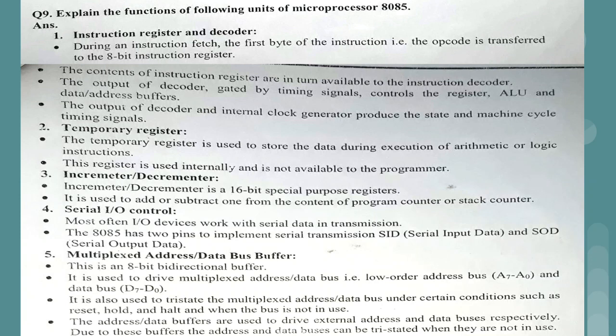As I told you, the 8085 microprocessor has a total of 40 pins. Out of those 40 pins, 2 pins are used for serial transmission of data. The first pin is SID, that is serial input data, and the second pin is SOD, that is serial output data. These 2 pins are used for the serial transmission of the data.